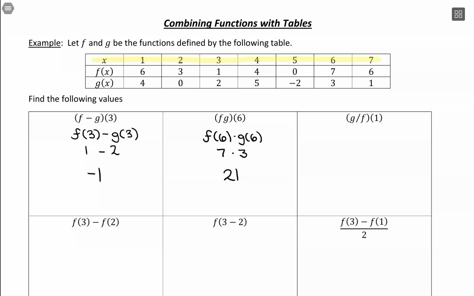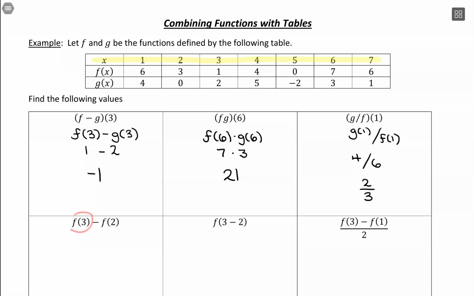For division, I'm looking at my input of 1, so I want the division of these two pieces where g is in the numerator. So I want to take g of 1 divided by f of 1, and g of 1 is an output of 4 over f of 1, which is an output of 6. And I'm just going to simplify that down to 2/3.